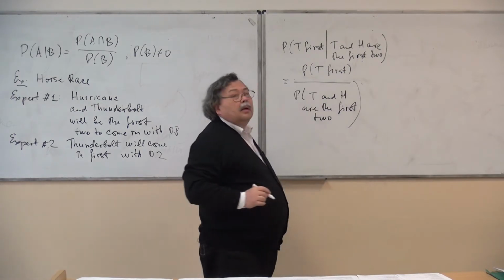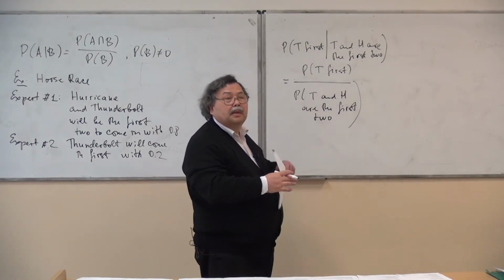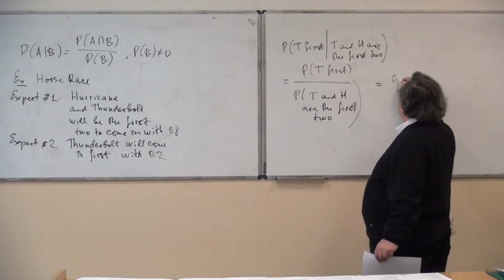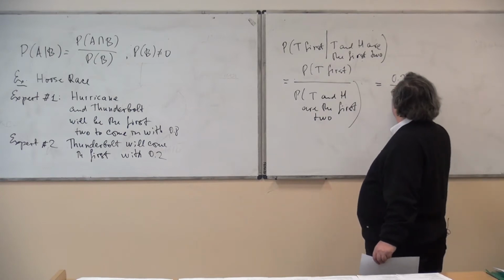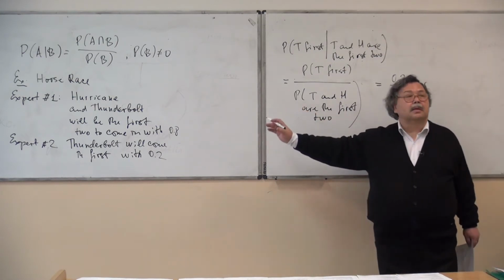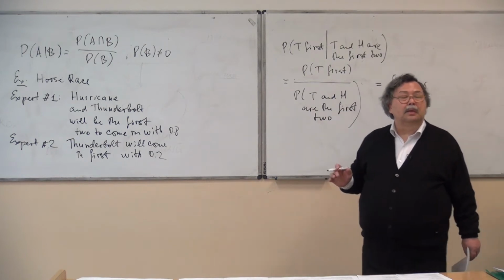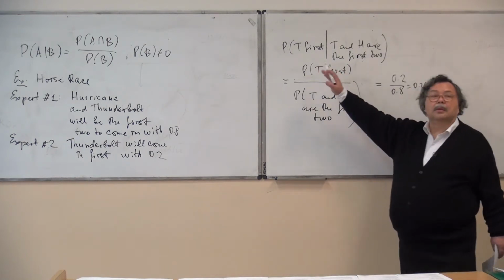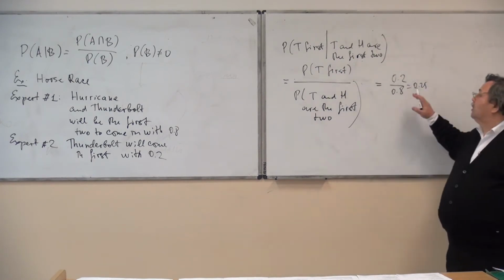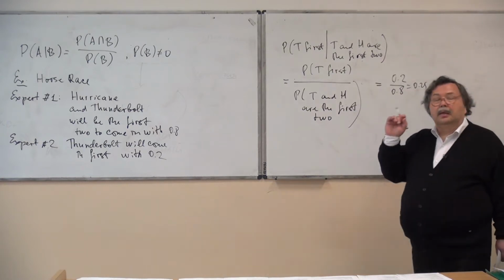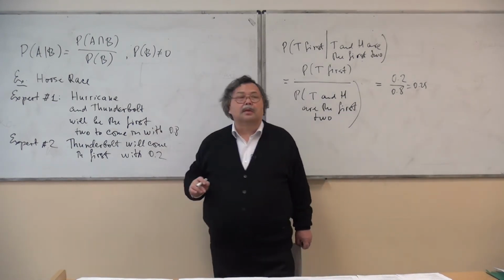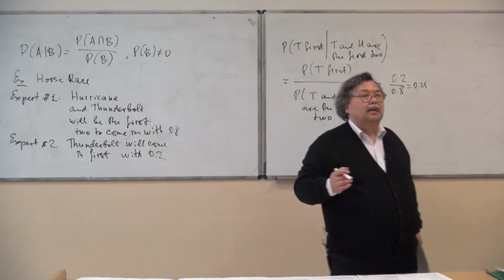Okay? And we have exactly these probabilities. We have both of these probabilities, and it's 0.2 divided by 0.8, which is this. So if these forecasts make sense, if they can be relied on, then the conditional probability of Thunderbolt coming in first, given that Thunderbolt and Hurricane are the first two to come in, must be this. I give you this example specifically to illustrate that this definition of conditional probability can be applied outside the classical model.